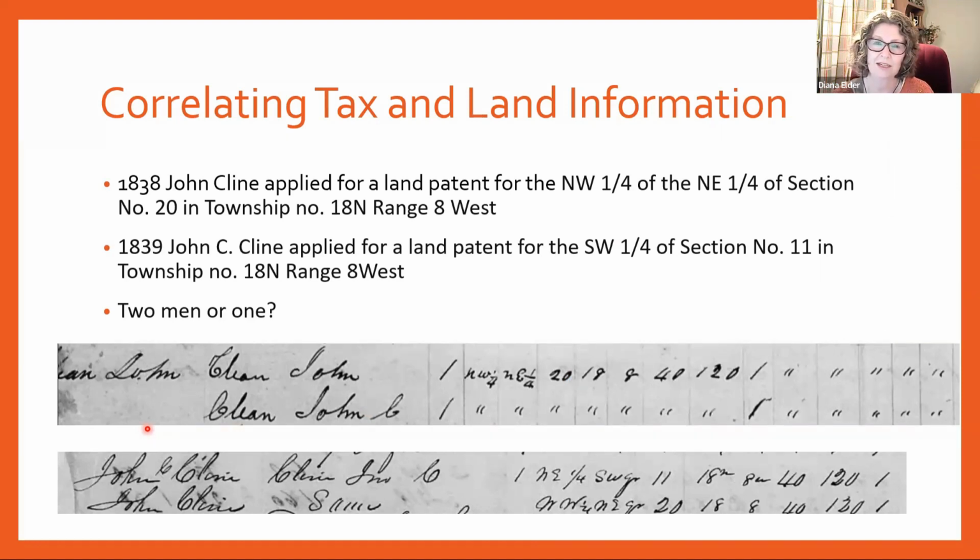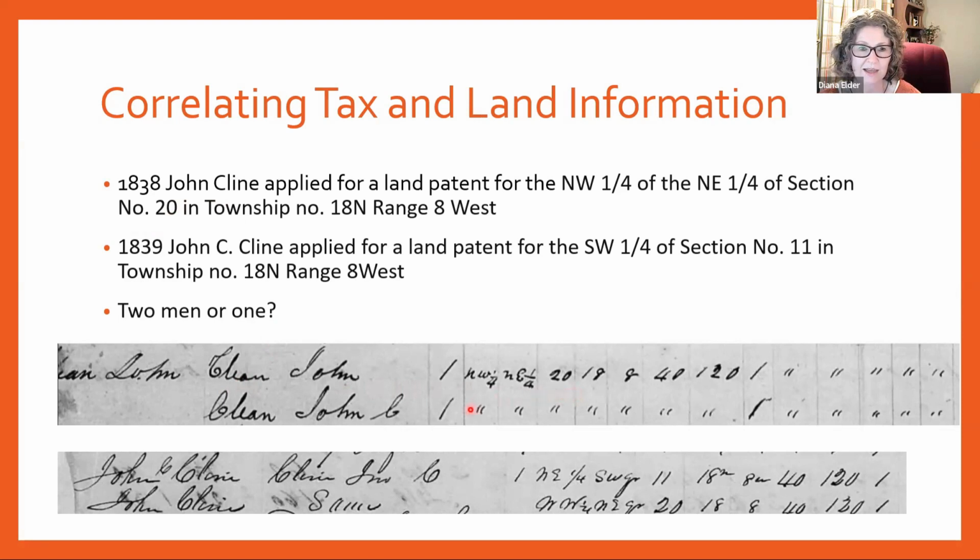Before that, I only had the date of the land patent, which is usually 2, 3, 4 years after the application. So I couldn't quite put into context when John or John C. would have been on the land, because it takes a little bit of time for that patent to be issued. But I found in the land applications that he first applied in 1838 for this northwest quarter of the northeast quarter of section 20. Well, if we look down here, we see that correlates John Klein with this John Klein of the tax record.